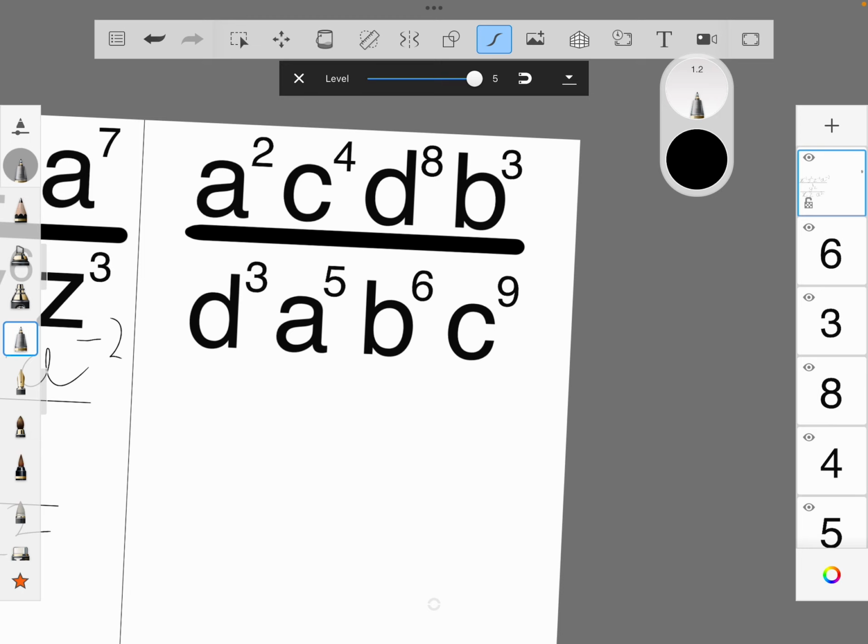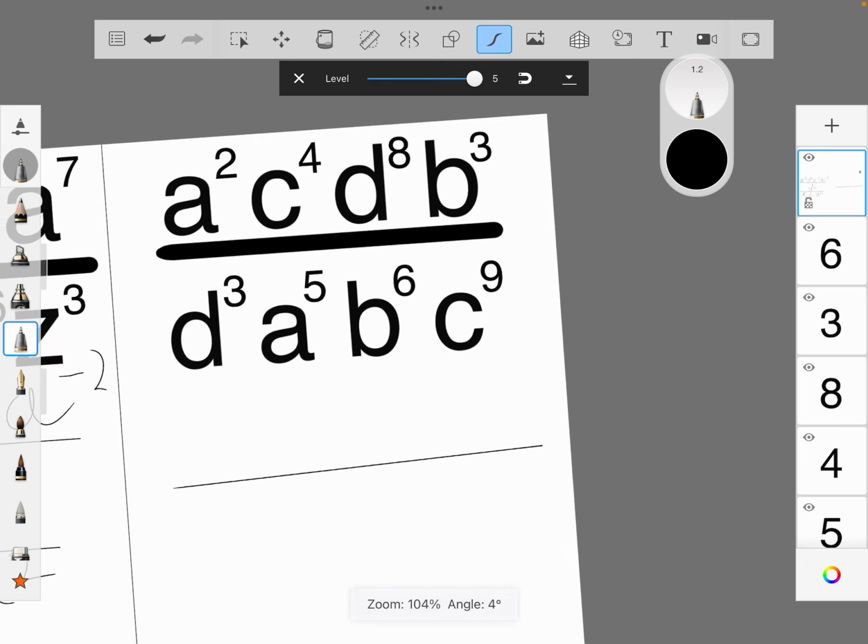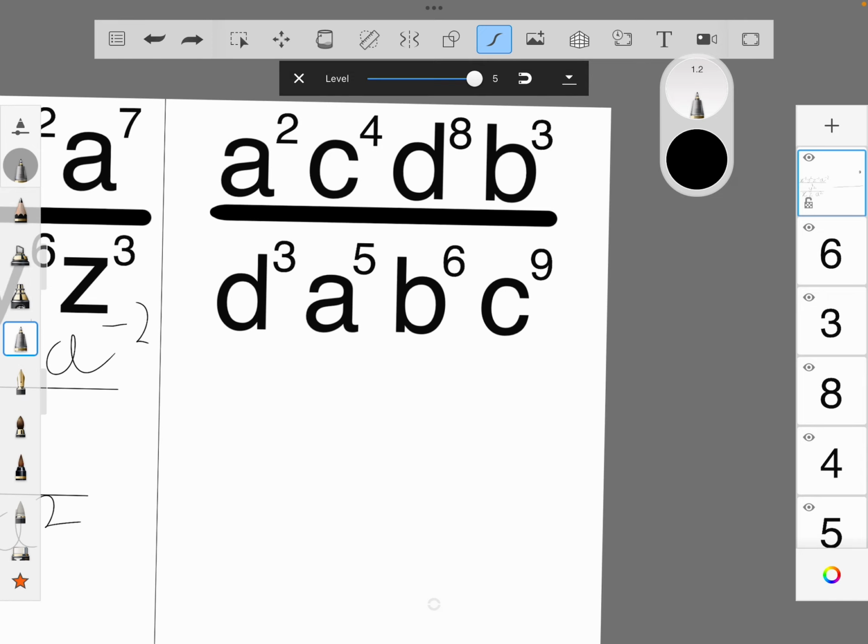In this problem, it's a little bit different, so let's first make sure that we simplify everything with a power. So, a to the power of negative 3, c to the power of negative 4, d to the power of 5, and b to the power of negative 3.